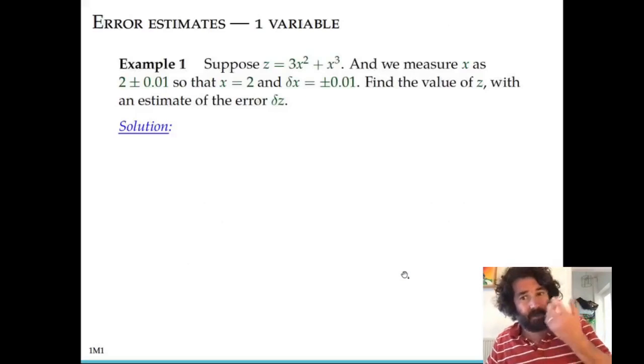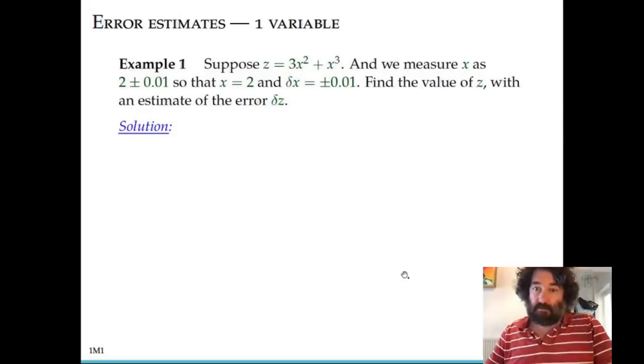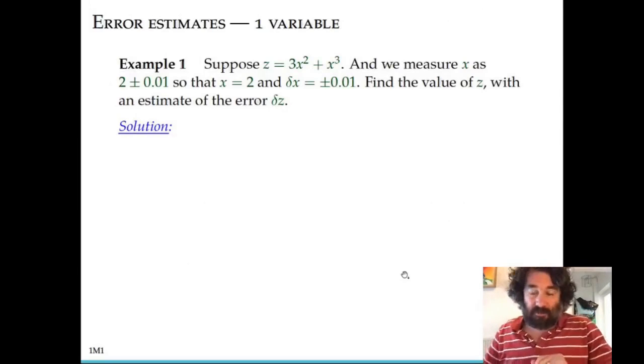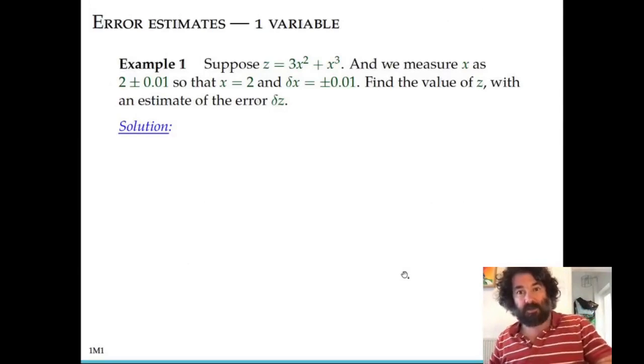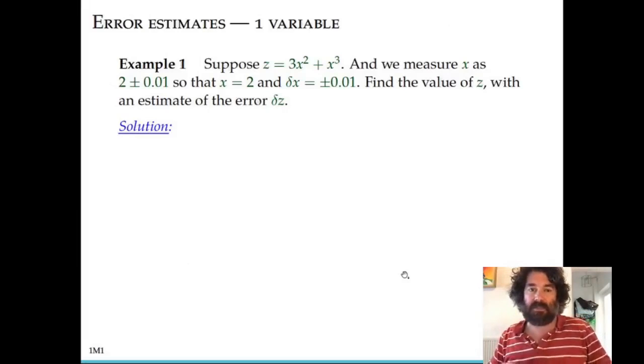So I'm going to do an example, estimating the size of error when there's only one variable that you measure, and then you calculate z based on that measurement of one variable. The details are given here.